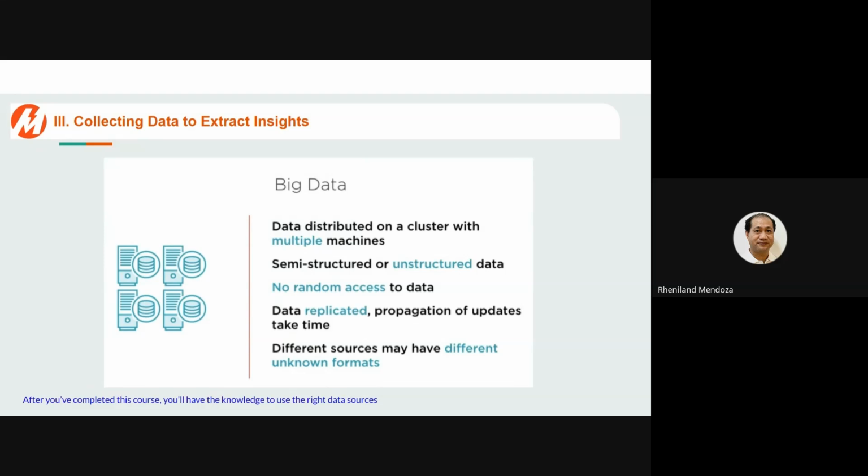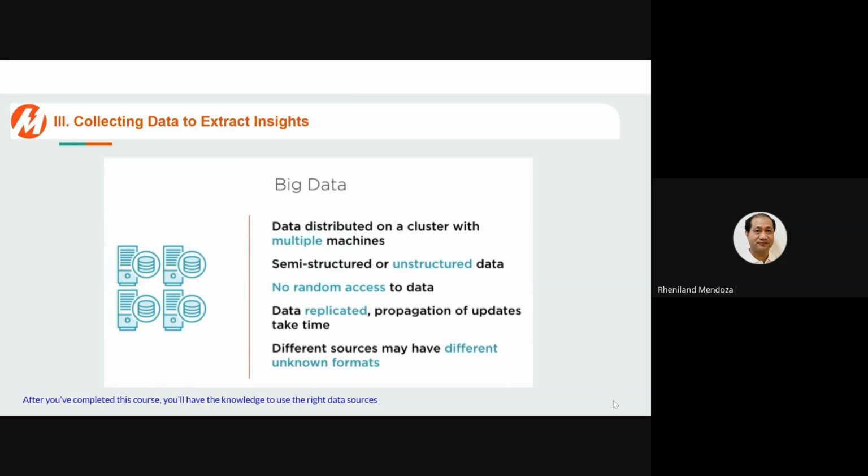Now let's delve more into what big data is. And why is it called big data anyway? Big data is so named because it's huge. Okay, I guess that's obvious. Data does not fit on a single machine or system. It has to be distributed on a cluster with multiple machines. Big data need not always be structured or well defined. It can be semi-structured or unstructured data.